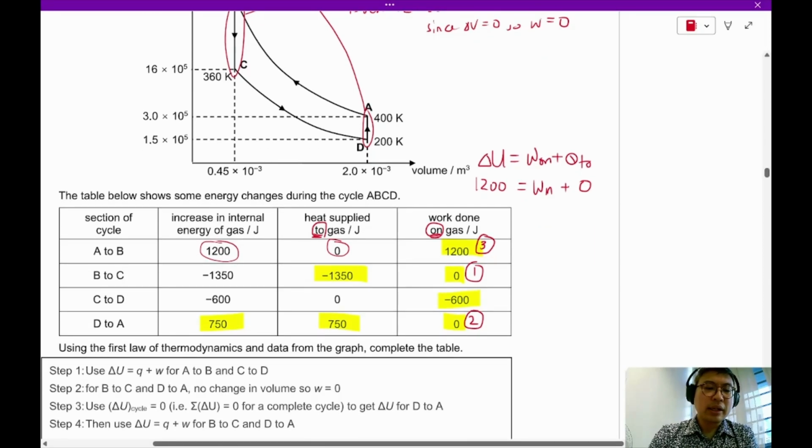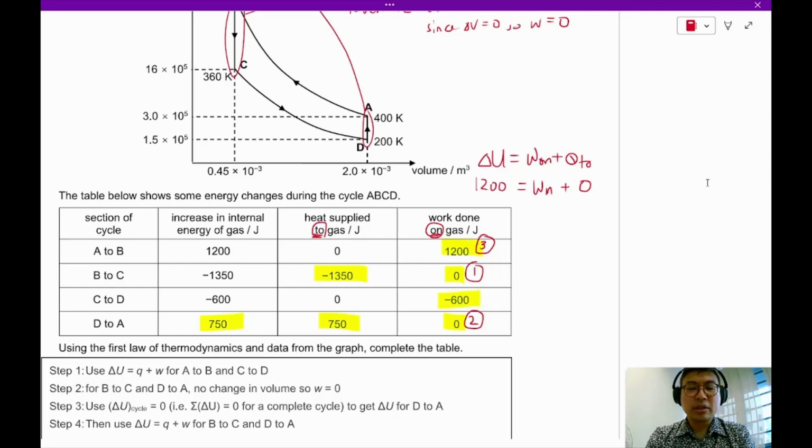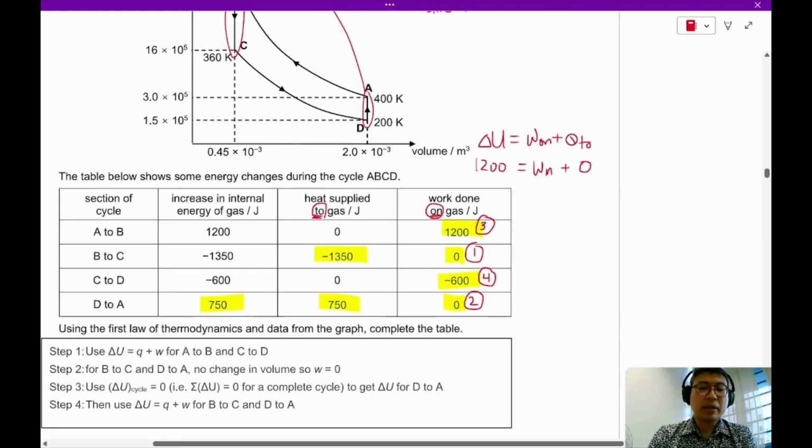Now we're going to do the same for C to D as well. The increase in internal energy of the gas will be equal to the work done on the gas plus the heat supplied to the gas. So we're going to fill in this number as well. Now, what's the next number that we're going to fill in?